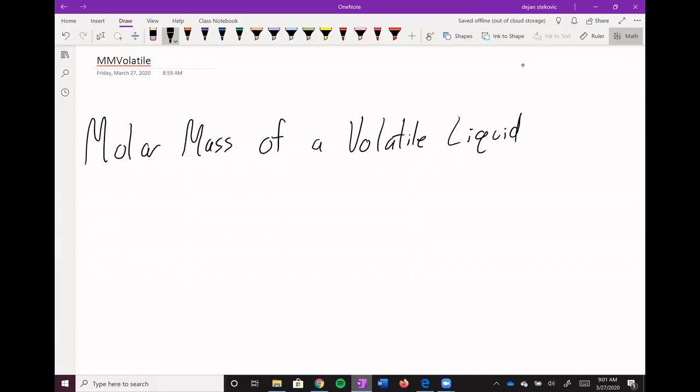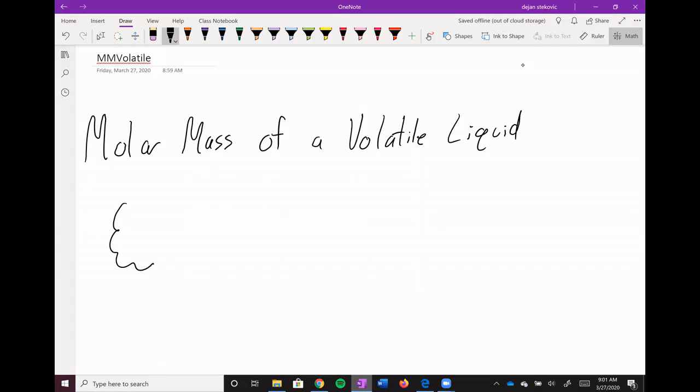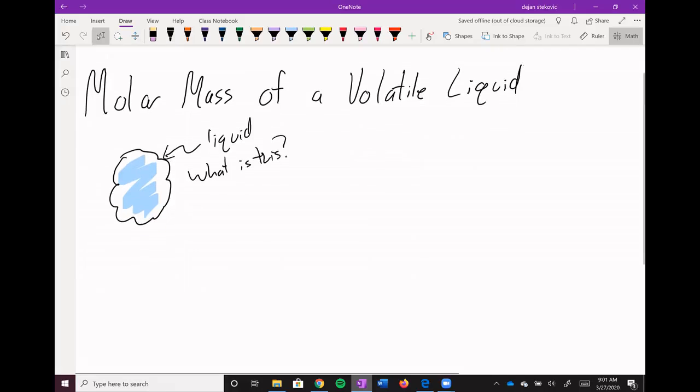All right, so the lab we'll be performing today is the molar mass of a volatile liquid. What happens if someone hands you a liquid and asks, what is this? So here's our liquid, and they ask, what is this? How could you figure this out?